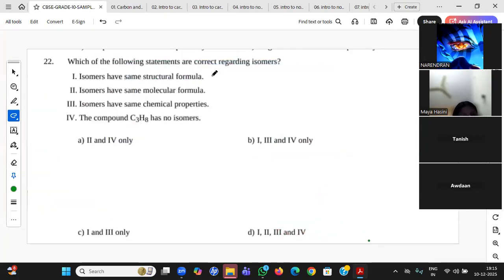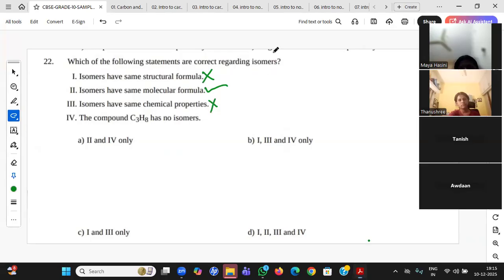Yeah, so isomers have same structural formula? No. Isomers have same molecular formula? Yes. Isomers have same chemical property? No. A compound? Yes, Narendra?